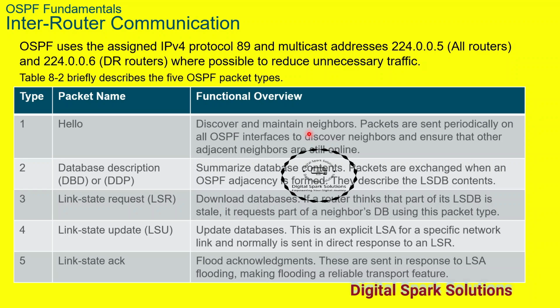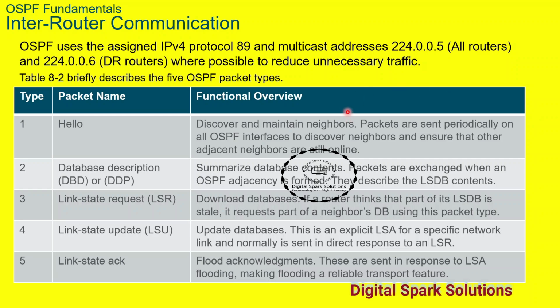So, how is inter-router communication done? OSPF uses the assigned IPv4 protocol 89. This is also important. They ask sometimes in the interview. And for the multicast addresses we have two types, 224.0.0.5 and 224.0.0.6 for DR routers. Okay, these multicast addresses are used to reduce unnecessary traffic.